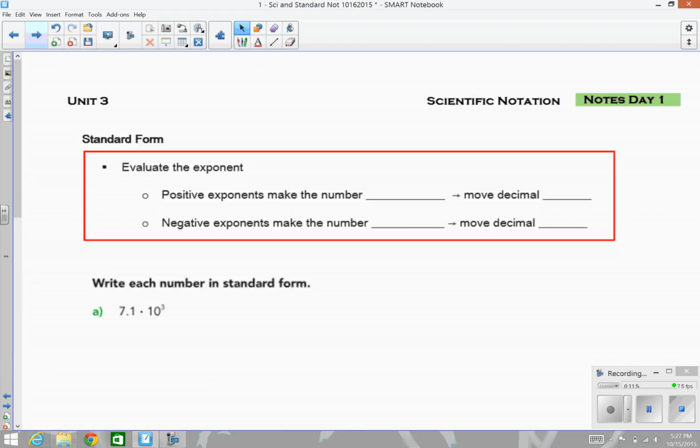Sometimes you'll be given scientific notation and you'll be asked to go back to standard form. Standard form is the way we always see numbers, the normal way, if you will. So when we start with scientific notation, we have to recognize that a positive exponent makes a number larger.